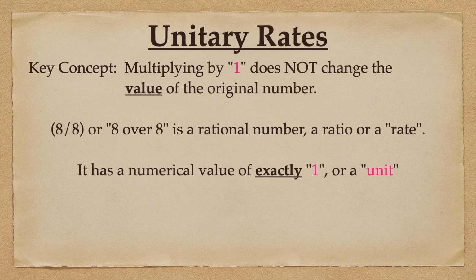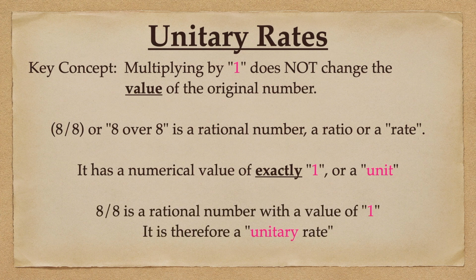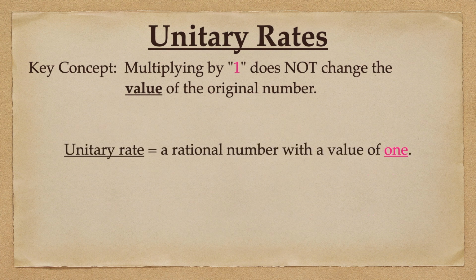8 over 8 then is a rational number, or a ratio, a rate, and it has a numerical value of exactly 1, or 1 unit. Therefore, 8 over 8 is a rational number with a value of exactly 1. It is a unitary rate. The definition of a unitary rate is simply that: a rational number that is a fraction with a value of exactly 1.